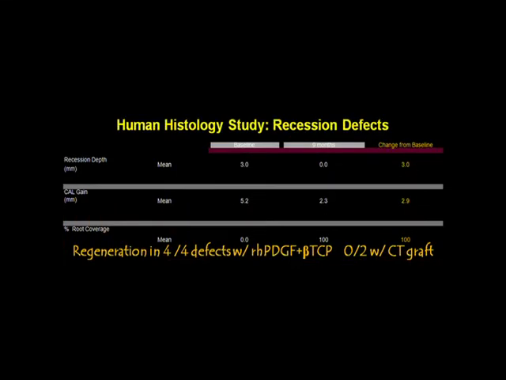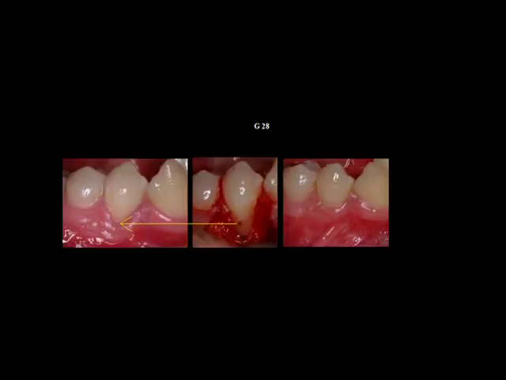Now, we found that we were 100% successful in those first 2 goals. You know, we achieved aesthetic success. All test and control achieved 100% root coverage. But clear differences in regeneration. We got regeneration in 4 of 4 defects with the PDGF, and neither with the connective tissue.